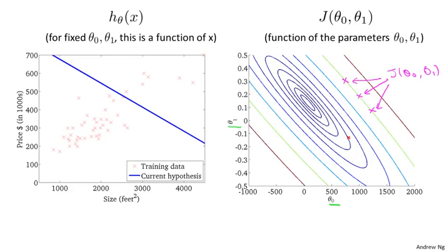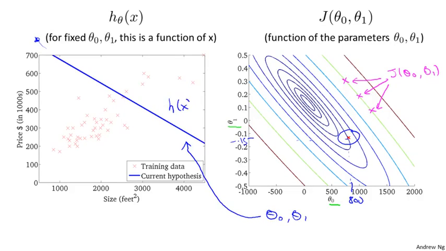Over here, I have a particular point, right? And so this is with theta 0 equals maybe about 800, and theta 1 equals maybe about minus 0.15. And so this point in red corresponds to one particular pair of values of theta 0, theta 1. And they correspond, in fact, to that hypothesis, right? With theta 0 about 800, we just intersect the vertical axis around 800, and this is a slope of about minus 0.15.